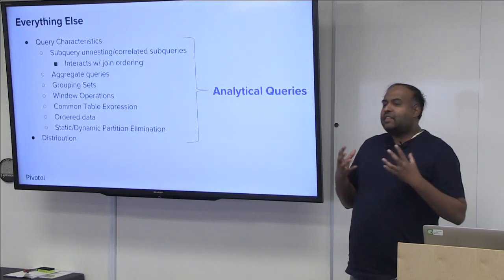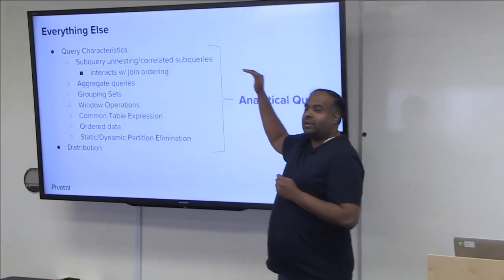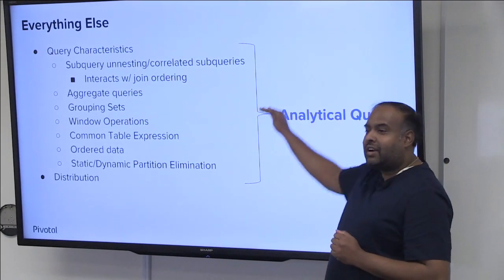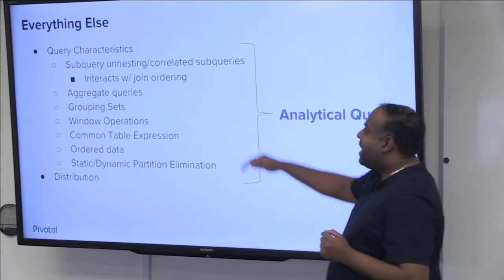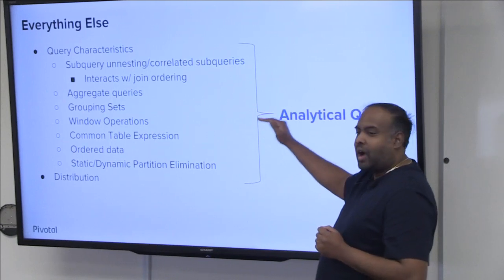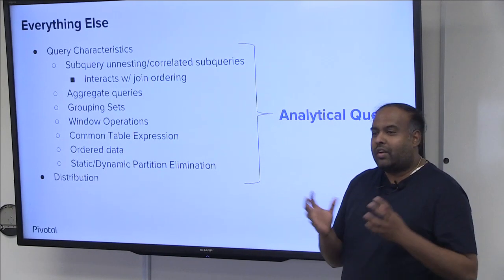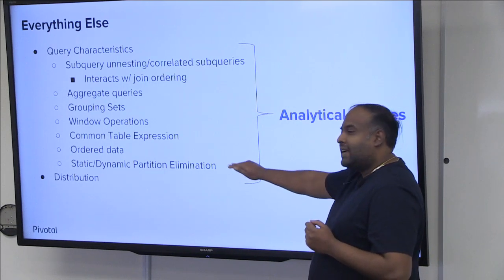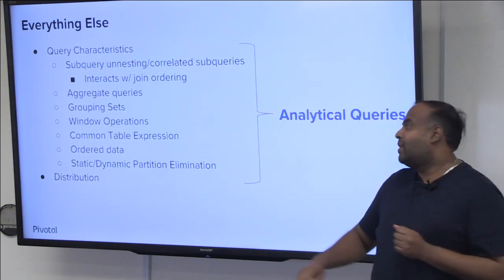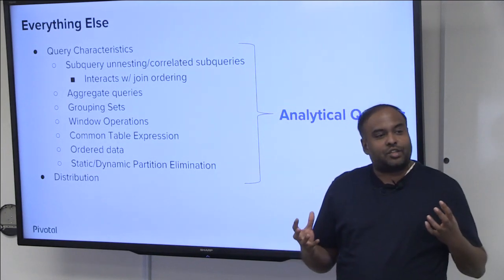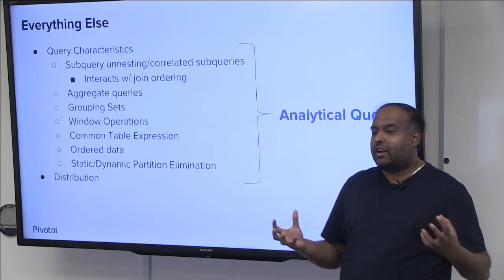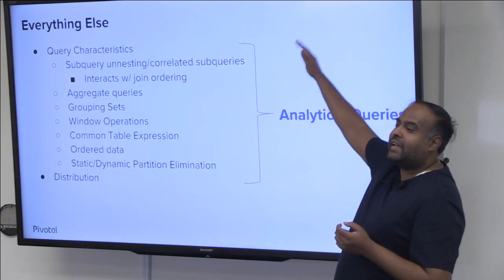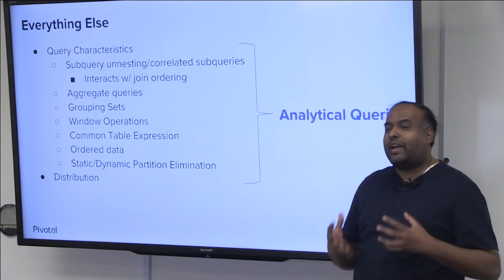So what is this everything else? It has subqueries. You have subqueries in the project list, in the having clause, and in the where clause of the select statement. You have aggregate queries like min, max, average, and different things. You have grouping sets, window functions, and common table expressions like the with clause, where you want to modularize your SQL. And you have ordered data like ordered aggregations and sort by. Static and dynamic partition elimination. And for us in Greenplum, because we are a parallel system with a shared nothing architecture, except for replicated tables, where data is resident on multiple segments, there is distribution. All of this is the everything else, which goes beyond for any complex query.